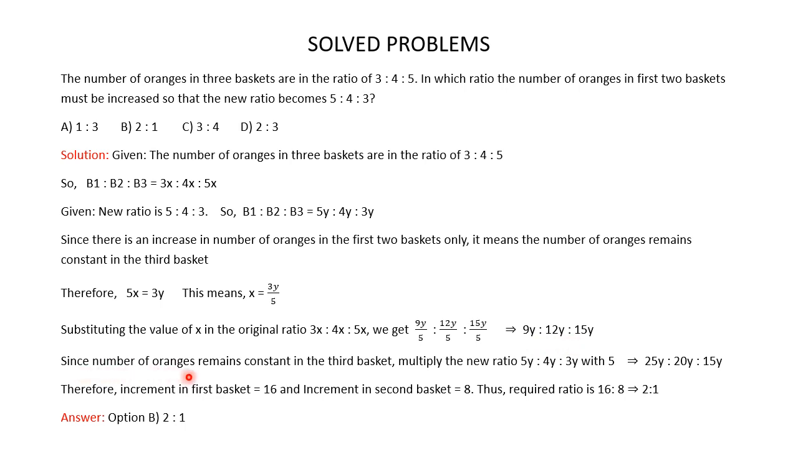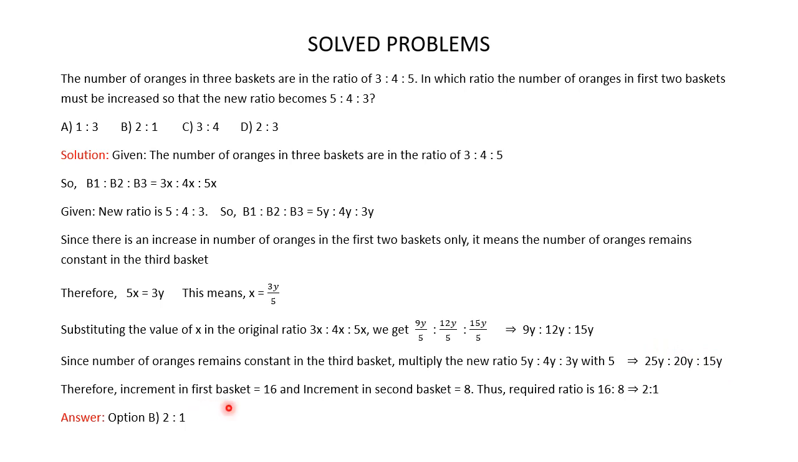Now, since the number of oranges remains constant in the third basket, multiply the new ratio 5y is to 4y is to 3y with 5. You will get 25y is to 20y is to 15y. So you can see now that the number of oranges has increased from 9y to 25y in the first basket. The number of oranges has increased from 12y to 20y in the second basket. And the number of oranges in the third basket has remained constant.